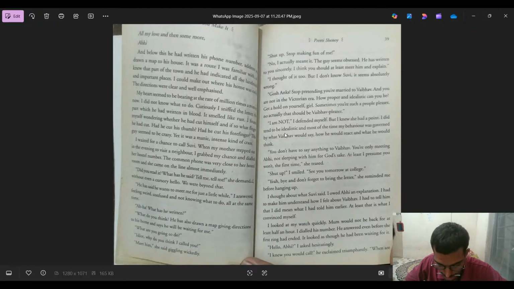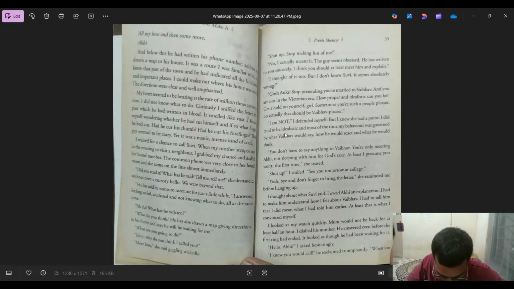"You don't have to say anything to her. You are only meeting Abhi, not sleeping with him. At least I presume you won't, the first time." "Suvi! Shut up," I smiled. "See you tomorrow at college." "Yeah, bye, and don't forget to bring the letter," she reminded me before hanging up.